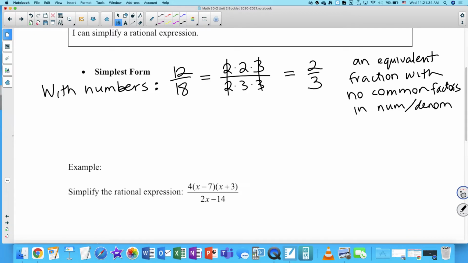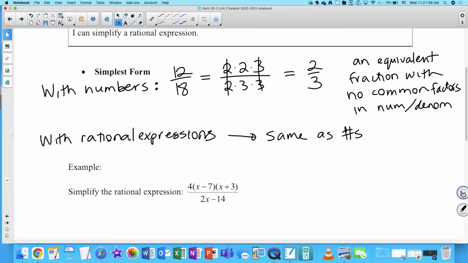Okay? Rational expressions work very, very similarly, except we have to consider non-permissible values, okay? With rational expressions, it's the same as numbers, but we also need to consider non-permissible values.